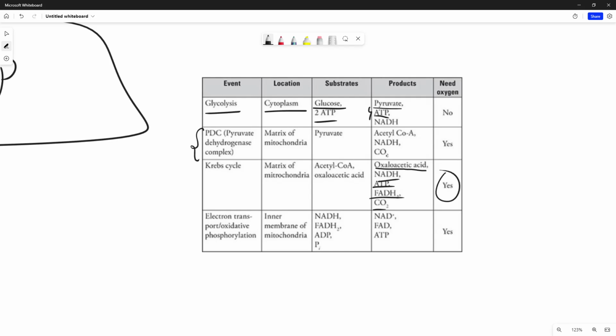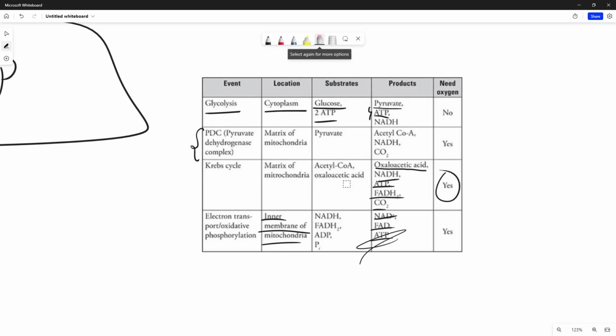And finally we have the electron transport chain. This happens in the inner membrane of the mitochondria, and the substrates needed are NADH, FADH, ADP, and phosphate. ADP and phosphate are required to make ATP, because if there's no ADP you can't make ATP, and the products of this are NAD, FAD, and ATP.